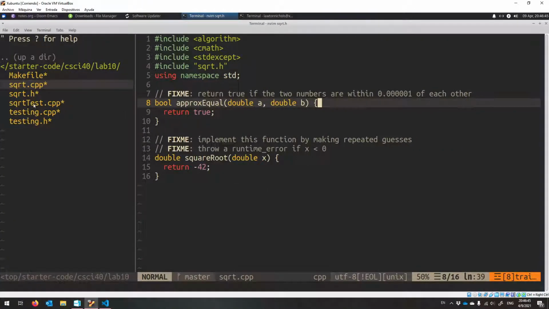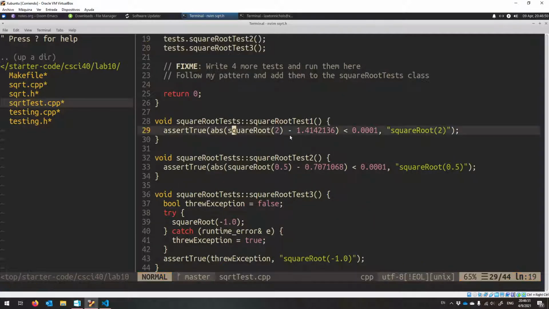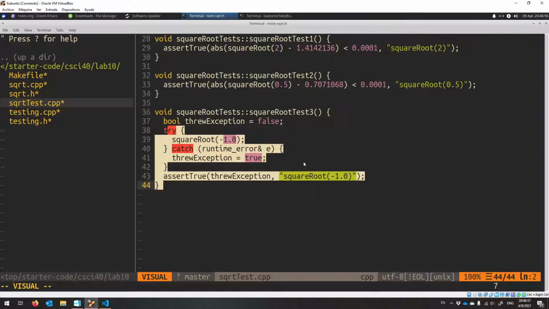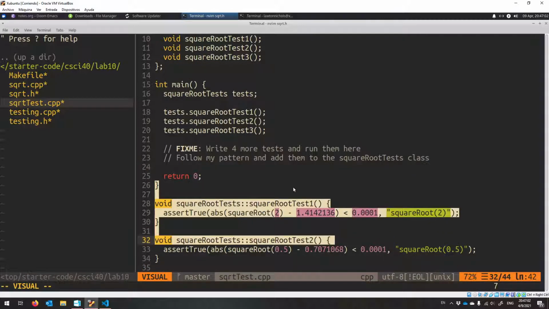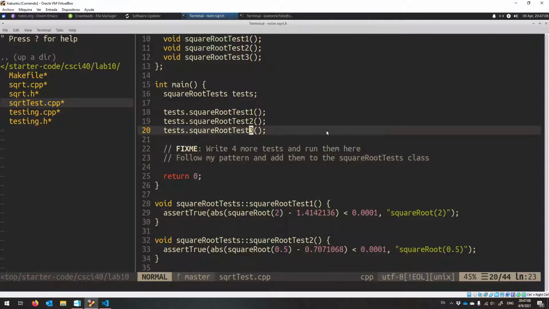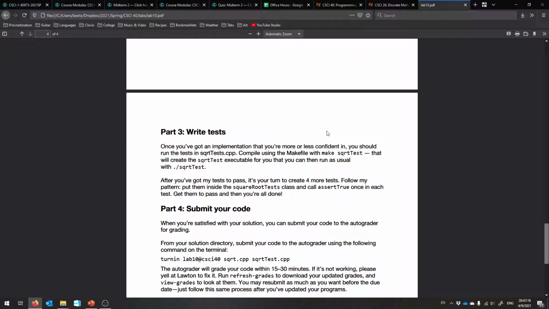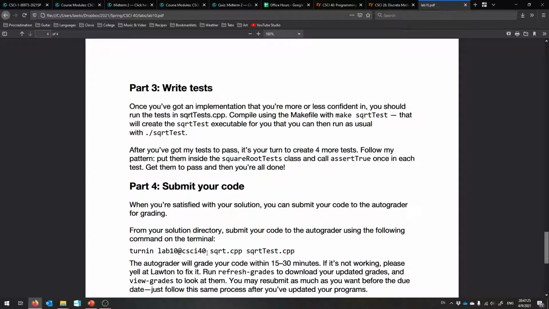Okay, so square root test, I've already written 3 tests. So this is testing the square root of 2, the square root of 0.5, and then the square root of a negative number, making sure that you threw the exception. So get those passing, and then it's your job to write 4 more tests in this kind of style. They can be about whatever you want. You can check that the square root of 9 worked out, in this way. So that is the idea. So write 4 more tests just to confirm or strengthen your assumption that your code is correct, and that is your lab. Okay, so you'll submit the files that you changed.